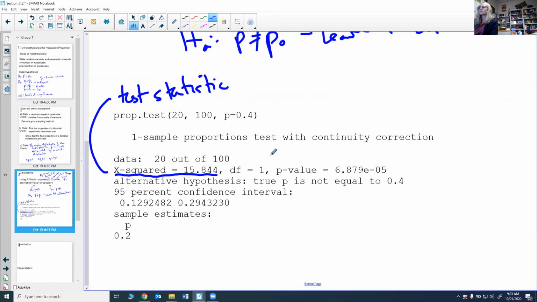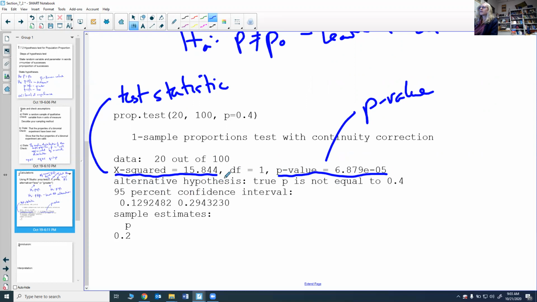It then gives you this thing called degrees of freedom. Don't worry about what that means right now, but that's what DF stands for, degrees of freedom. Then it also gives you your p-value. This is actually the important thing we want. This is our p-value that we then compare to our alpha, our level of significance.